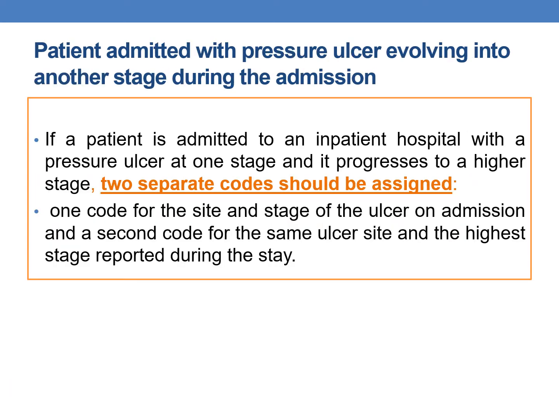Next guideline is patient admitted with pressure ulcer evolving into another stage during the admission. This is also for inpatient setting. If the patient is admitted to an inpatient hospital with a pressure ulcer at one stage and it progressed to a higher stage, then two separate codes should be assigned. This is also important: two separate codes should be assigned. One code for the site and stage of the ulcer on admission, and a second code for the same ulcer site and highest stage reported during the stay.